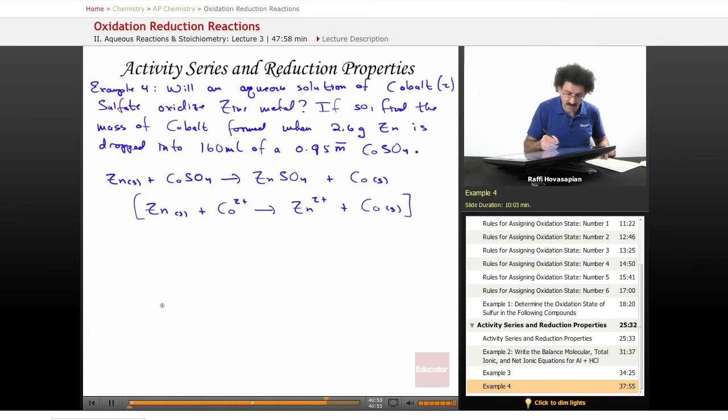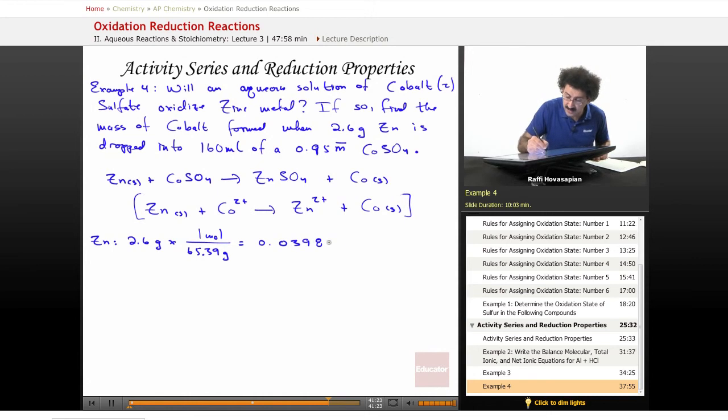So now let's go ahead and see what's going on. We have 2.6 grams of the zinc metal, so let's find out how many moles that is. So 2.6 grams times, well, 1 mole of zinc is 65.39 grams, giving me 0.0398 mole of zinc.